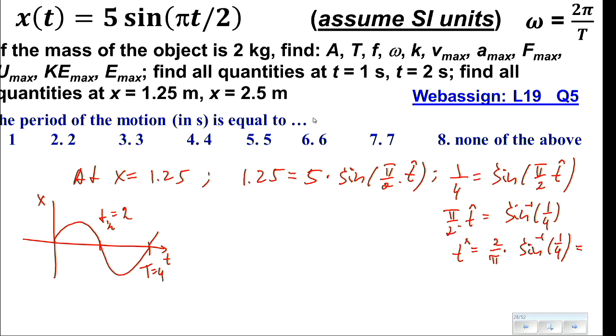So what is the number? Roughly about 0.something, I guess. Anyone?